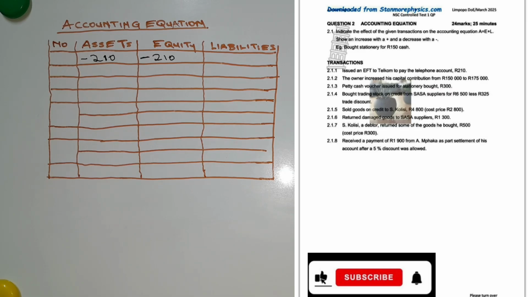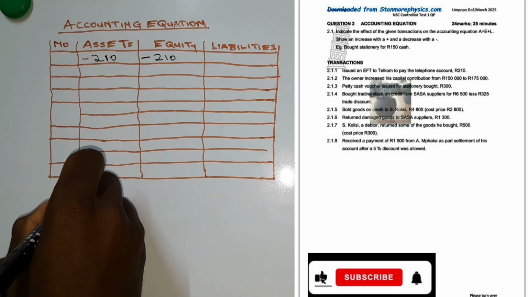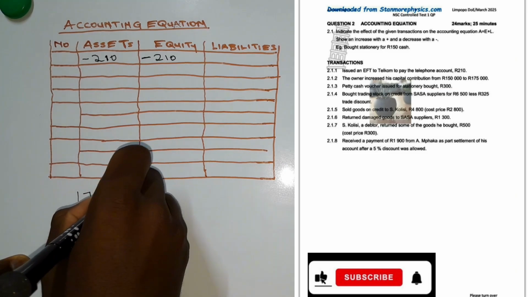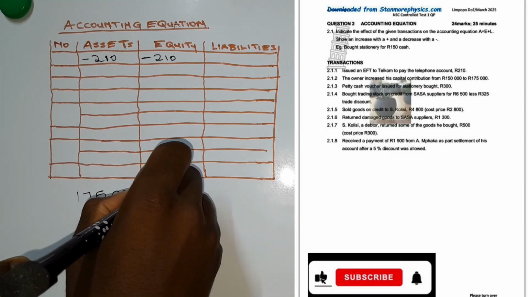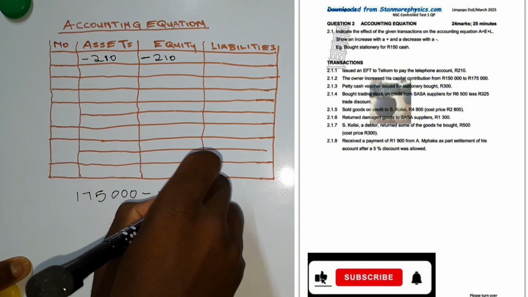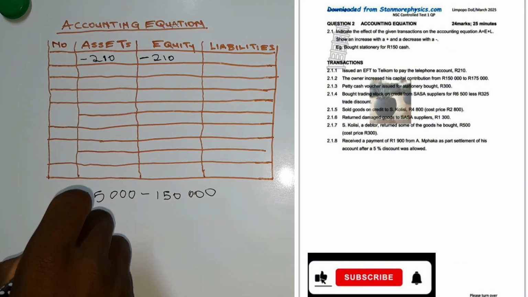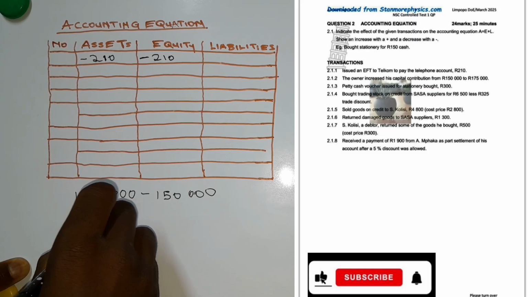The owner increased his capital contribution from 150,000 to 175,000. Also this one is going to affect two accounts, which are asset and equity. But firstly, we have to calculate the increase. As you can see, the capital contribution increased from 150,000 to 175,000. So to get the increase, you're going to say 175,000 minus 150,000, which gives us 25,000.